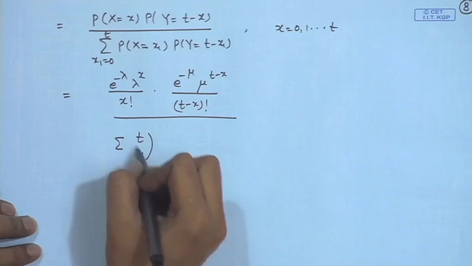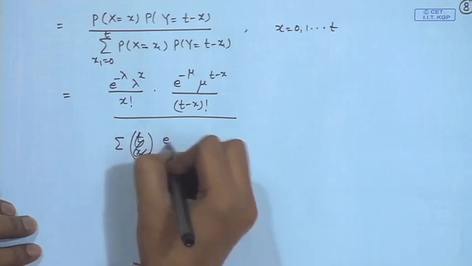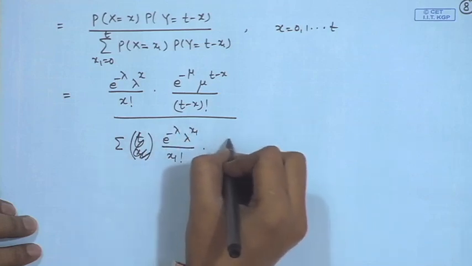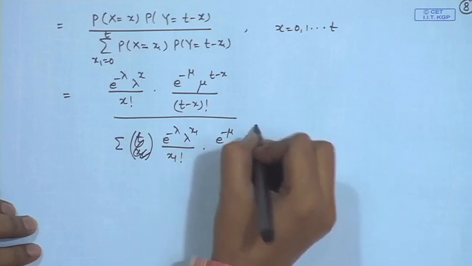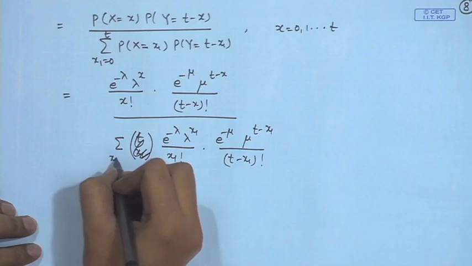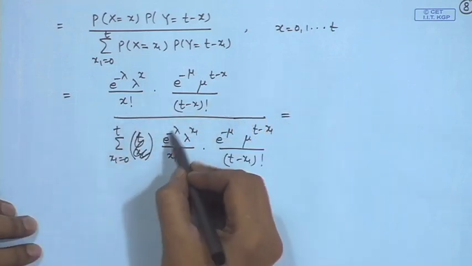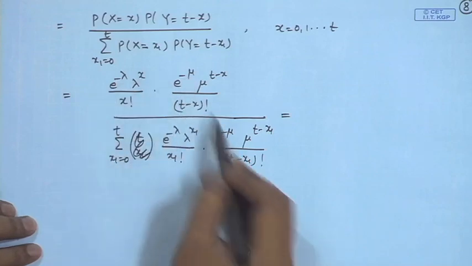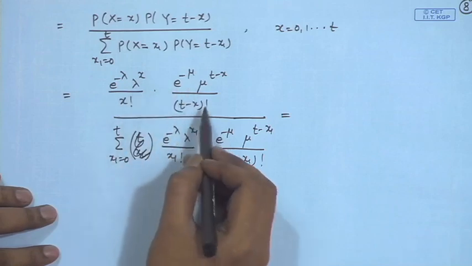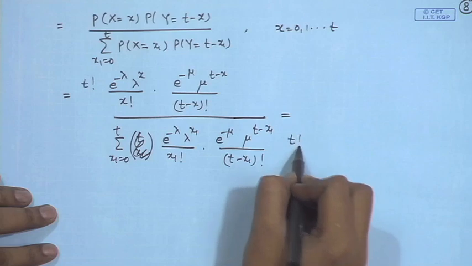sorry, this is e to the power minus lambda, lambda to the power x1 by x1 factorial, and e to the power minus mu, mu to the power t minus x1 by t minus x1 factorial, x1 is equal to 0 to t. Now, here some of the terms will get cancelled out, especially e to the power minus lambda plus mu, that gets cancelled out in the numerator and the denominator, and we can multiply by say t factorial here and t factorial here.